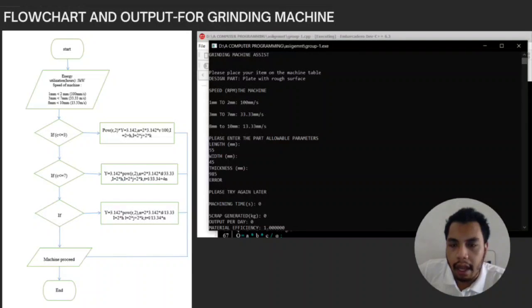So when the user wants to run the program, they will see this interface. When they open the software, they will see the grinding machine assist. They have to enter the length, the thickness, and the width, so that the software will calculate it for the operator. If the operator keys in a parameter that is not within the parameters of the machine, it will show an error. And if not, the machine will run as it should.